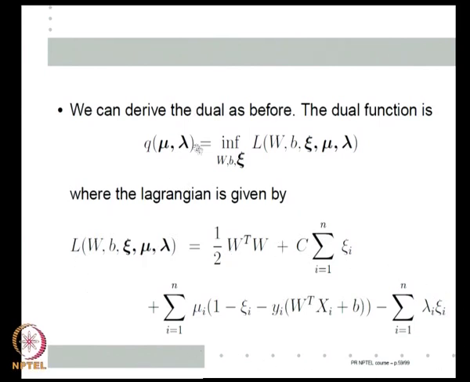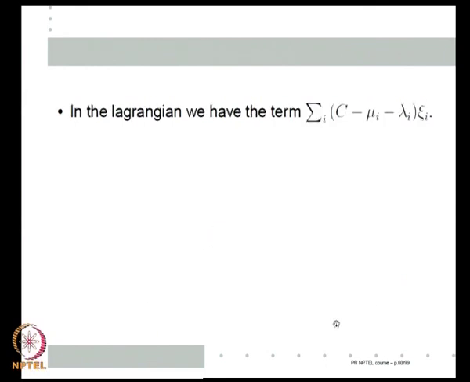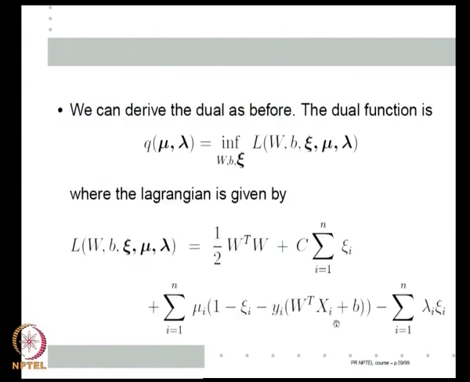So, basically for a given particular mu1 to mu n and lambda1 to lambda n, if I want the value of q at that mu, lambda, I need to find the infimum of this expression at that mu, lambda with respect to w, b and all the Ji, right. Let us first consider finding the infimum with respect to Ji.